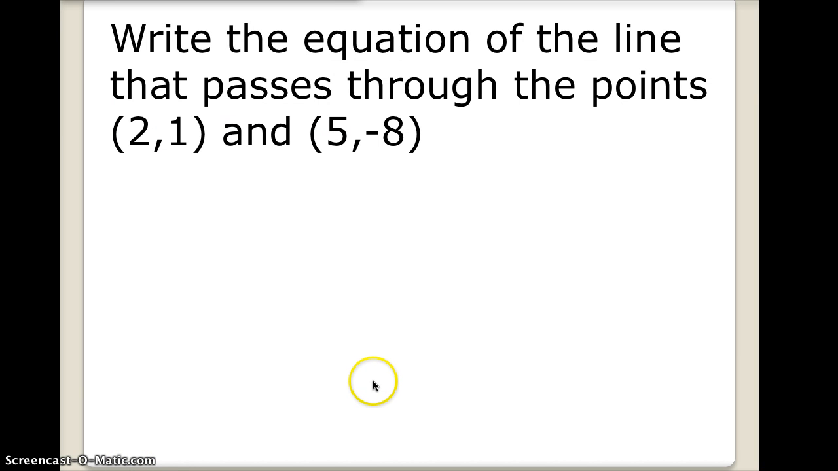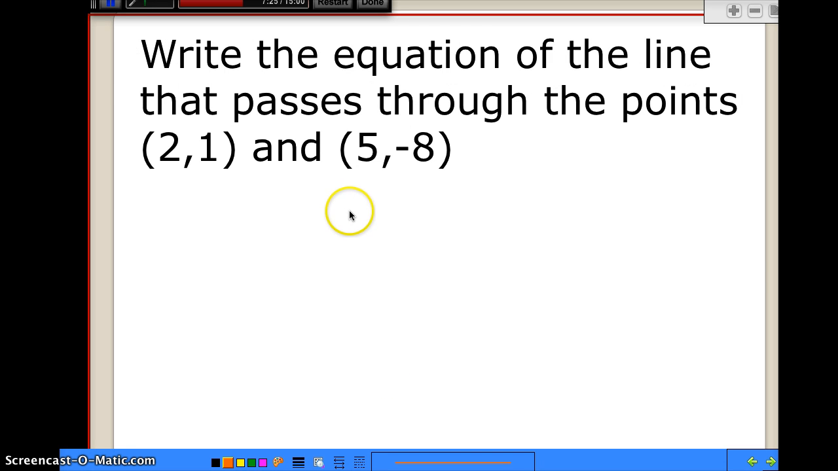Write the equation of the line that passes through the points (2, 1) and (5, -8). This is a little more challenging because all they did was give us 2 points. I could get out graph paper, graph the 2 points, and then do what I did in the last problem. Or I could do this algebraically. In other words, I could use the slope formula.